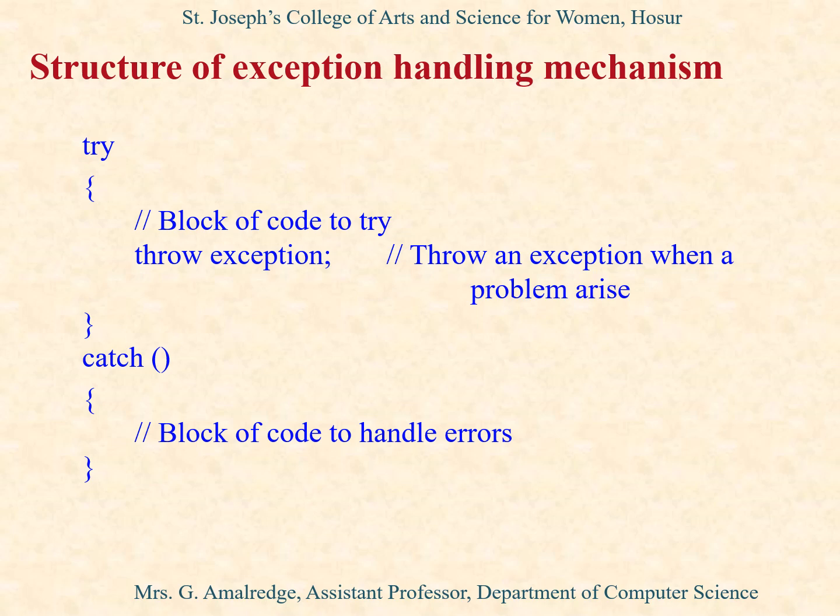And this is the structure of the exception handling mechanism. In this structure, the try block contains the block of code to be tested for errors, throw is throwing an exception when the problem arises, and catch is the block of code to handle the errors.